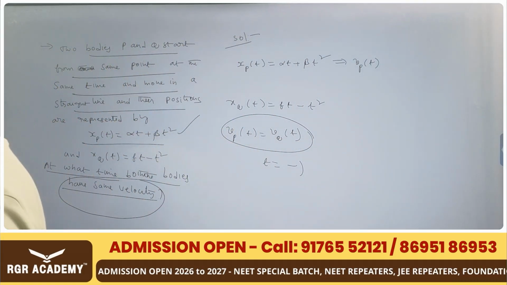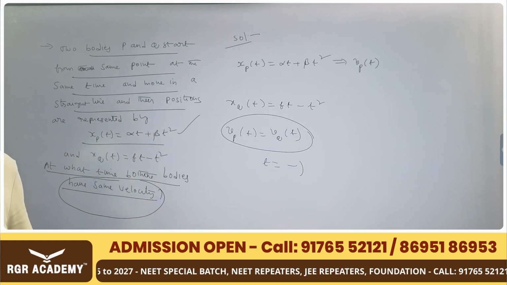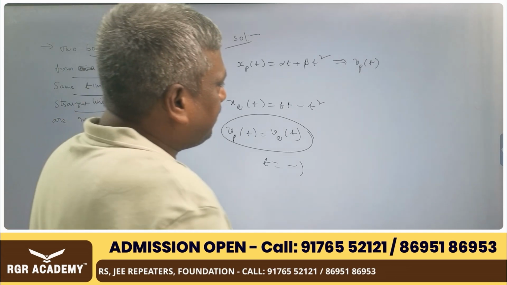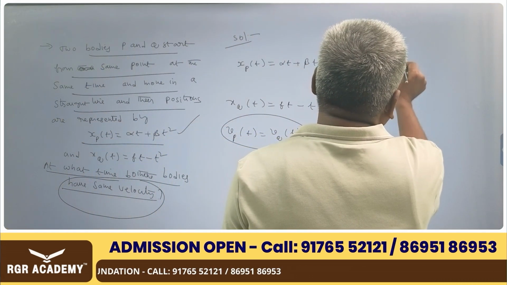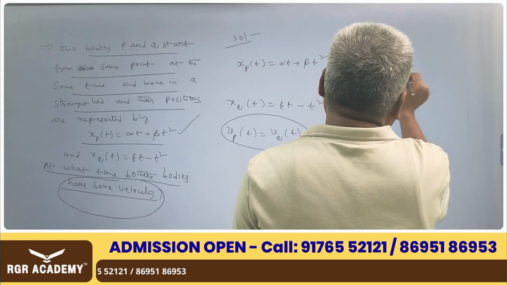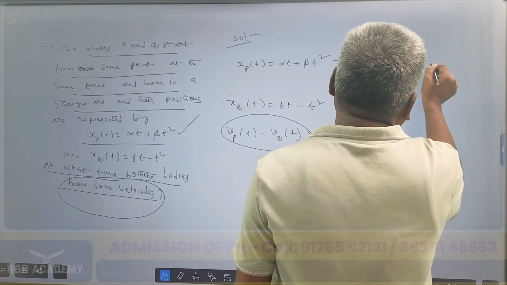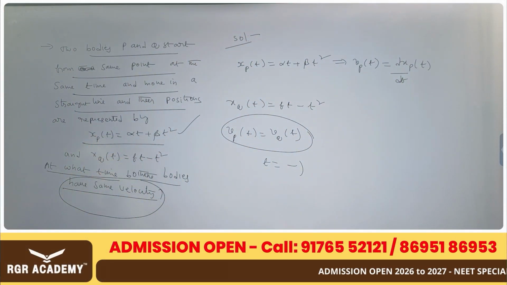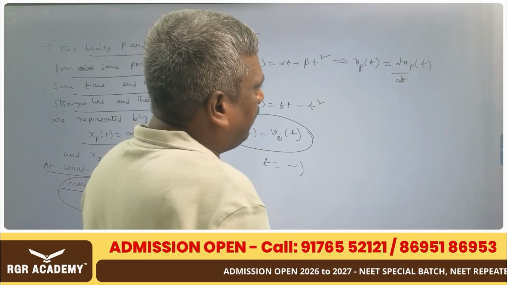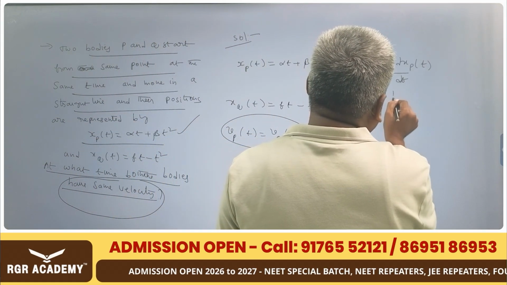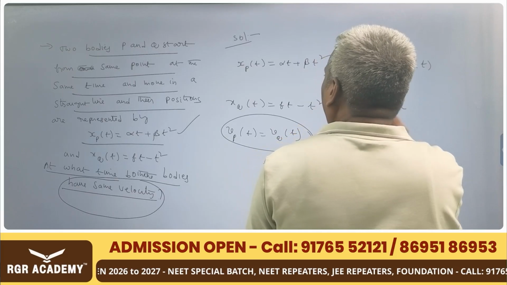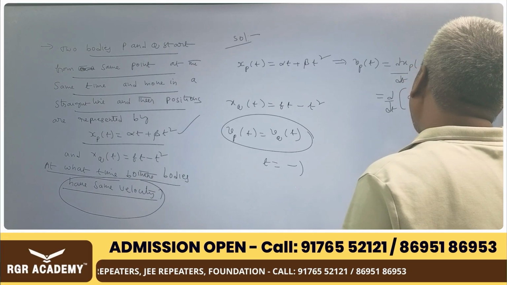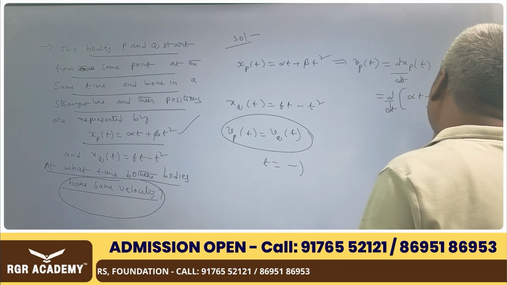According to the definition, velocity is defined with respect to a differential term. Velocity is the rate of change of displacement. The rate of displacement is called velocity. So the velocity of the particle P is V equal to d by dt of xp. Substituting the value of xp, it becomes d by dt of alpha t plus beta t square.